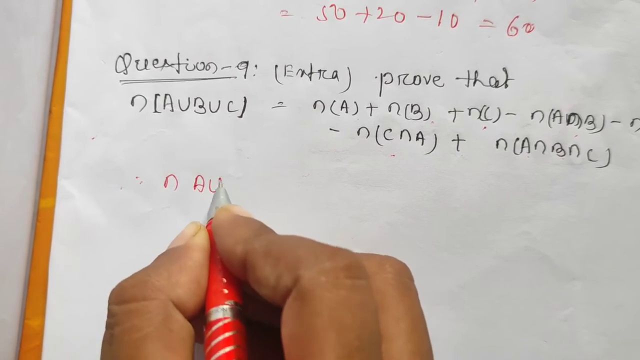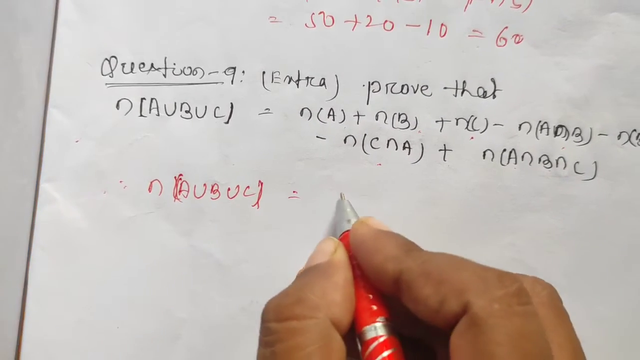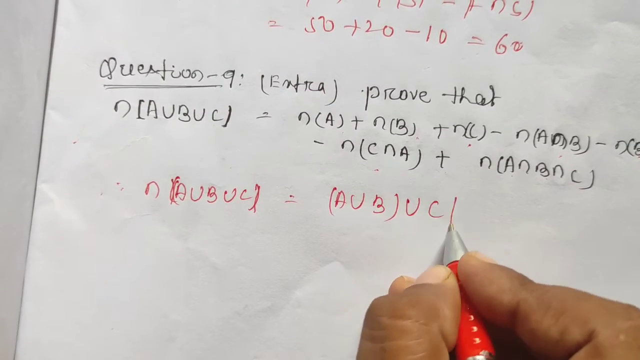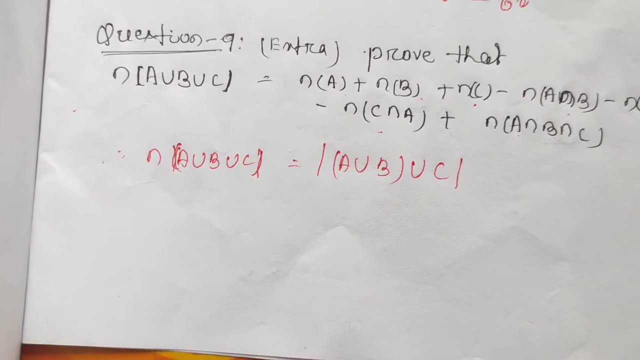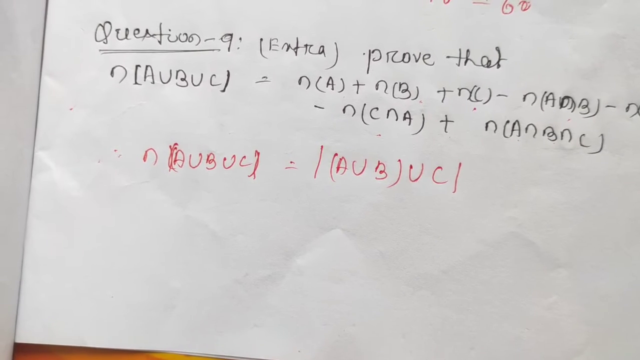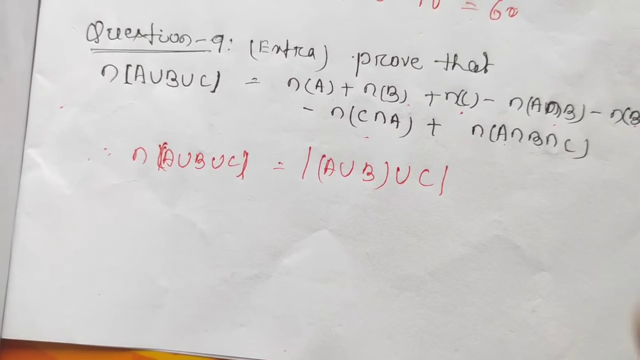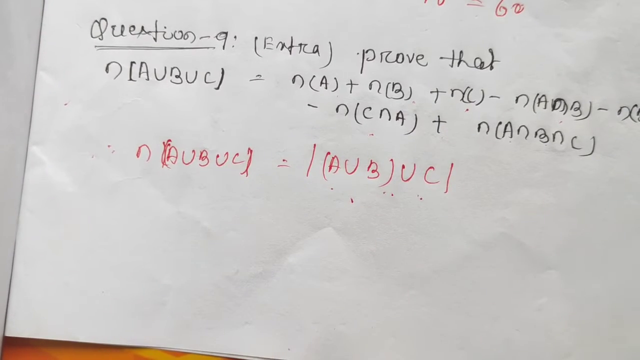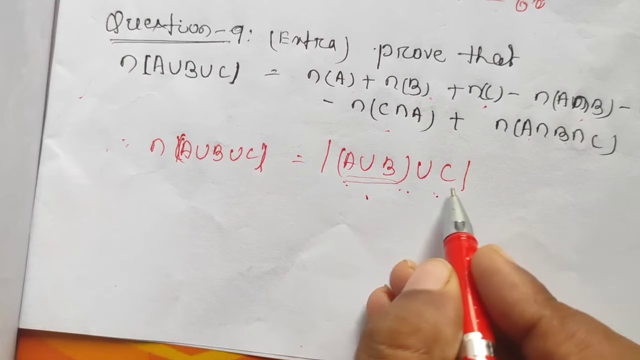n of A union B union C. A union B union C is equal to A union B union C, mod same, n is equal to mod same, the number of elements is the same. So A union B union C, the mod, meaning A union B taken as 1, and C. That is A union C, A union C, taken as A and taken as C.